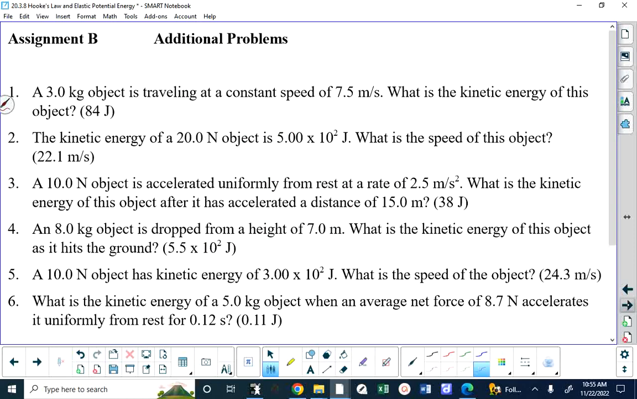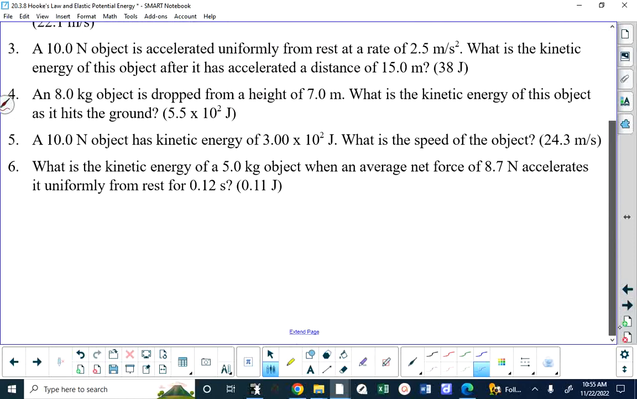Zahara? 6? So what is the kinetic energy of an object when an average net force of 8.7 newtons accelerates it uniformly from rest for 0.12 seconds? So for number 6, if you want to find the kinetic energy, you have to use 1/2 mv squared. I mean, there's a different way to do it, which I may show you in a second, but this is what we're going to have to do if you want to just stick to the script and use the formula.